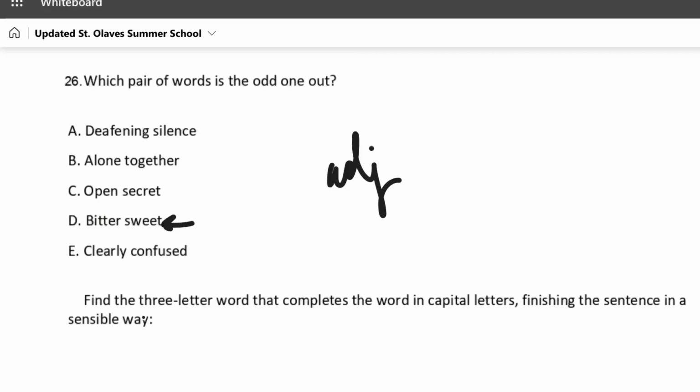So clearly, you can say, I'm clearly very angry. It's just a quantifier or how much you can see something, but it's not the exact opposite of confused, so it's the odd one out.